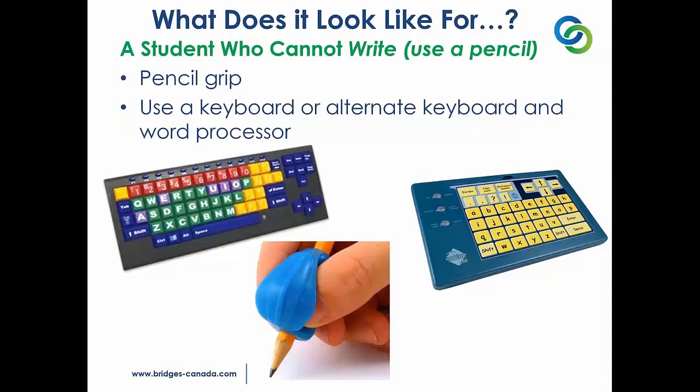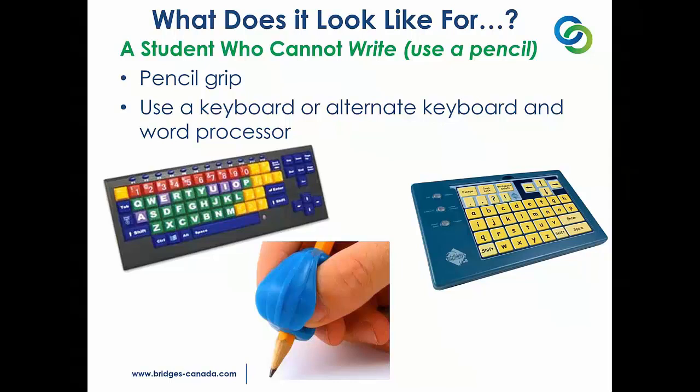But what about a student who can't write? They can't hold a pencil and form any of those shapes or words or drawings. Sometimes a pencil grip will be enough to stabilize a student like that, but other students may need to move from using pencils to a keyboard or some sort of alternate keyboard and a word processor. If they require an alternate keyboard, you will probably have input from an occupational therapist, but then we would just evaluate the writing as if they had written it by hand.